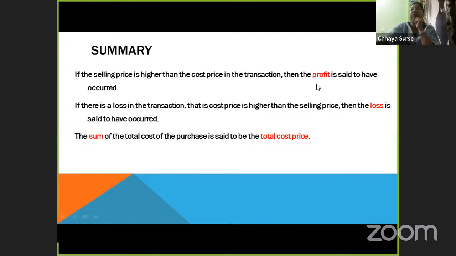So are all of you clear on profit, loss, and total cost price? These are the important things we learned in this lecture: profit, loss, and total cost price. Clear? Understood, all of you? Yes. Very good.